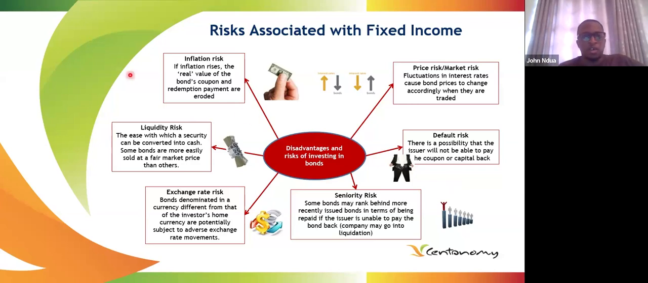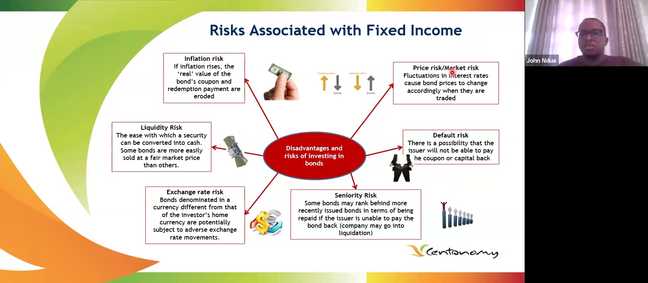Second is default. There's a possibility that the issuer will not be able to pay the coupon back. For government, it means the government will not be able to pay. For corporates, that the company will not be able to pay. It's very low risk for the government not to be able to pay. However, we have seen governments fail to pay. So it's not zero. It is low, but never zero.